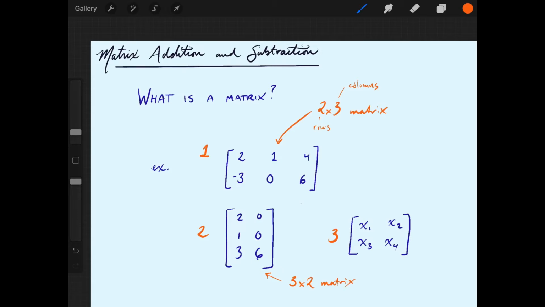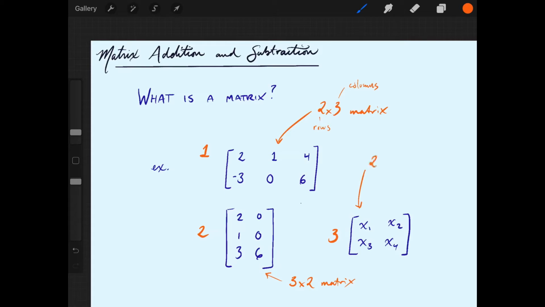And you can see visually the difference in appearance. Example 1 is sort of long and wide. Example 2 is tall and narrow, and that's because they have different numbers of rows and columns. And then example 3 is another matrix. Again, a matrix is just a table with some numbers in it. In the case of example number 3, those numbers are variables, but that's totally fine. We're able to handle that.